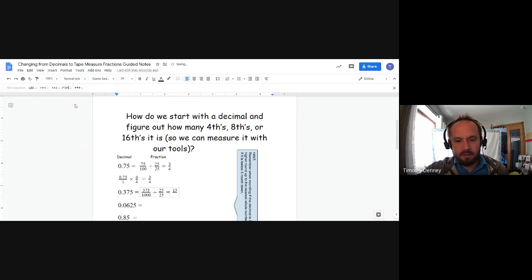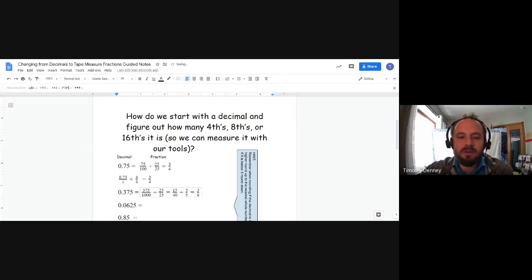And 1,000 divided by 25 should give us 40. Now we can also divide that to reduce it even further. Okay, divide the top by 5 and the bottom by 5. We end up with 3/8.